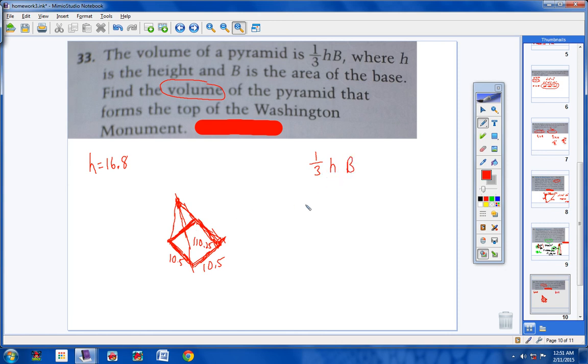So in order to find the volume of this pyramid, I have 1/3 times the height times the area of the base. So I have 1/3 times 16.8 times the area of the base, 110.25. I'm going to grab my calculator real quick, and take 110.25 times 16.8 and then multiply that by 1/3. Really, you can go in any order you want, students. You can take 1/3 times 16.8, and then multiply it by 110.25. But trust me, if you do that with a calculator, I got 617.4 on my screen, and that's what they have right here, 617.4.